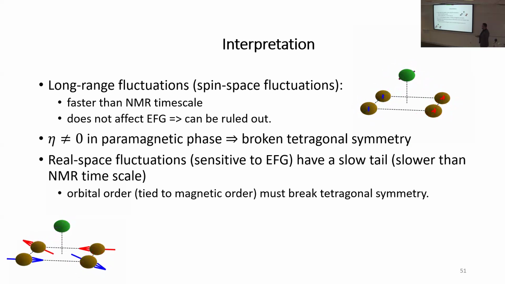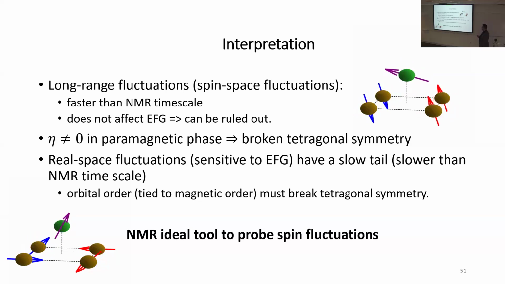As I said, because the magnetic order is changing in the system, that is directly affecting the EFG. And so the implication of that, because they measured using nuclear magnetic resonance, is that there must be a slow tail, meaning that the frequencies of these rotations are slow enough to be captured by an NMR probe. And these are the fluctuations that are breaking the tetragonal symmetry. Because of this, NMR is also the ideal tool to probe these fluctuations. As I said earlier, these fluctuations are important for better understanding superconductivity in these materials.